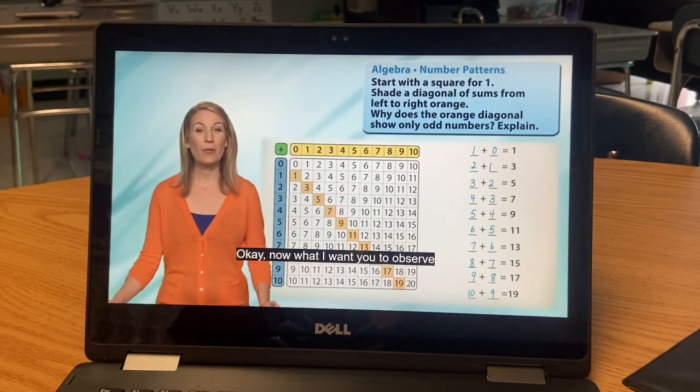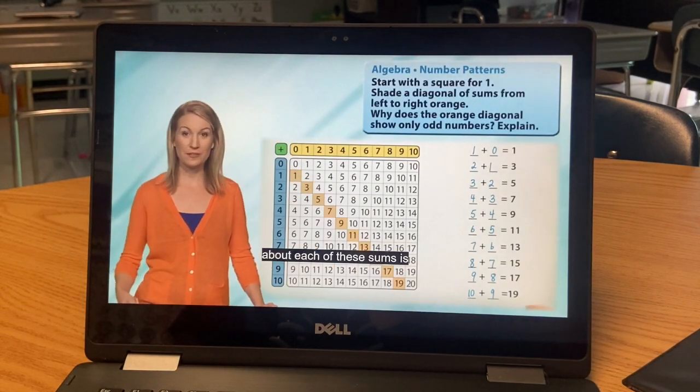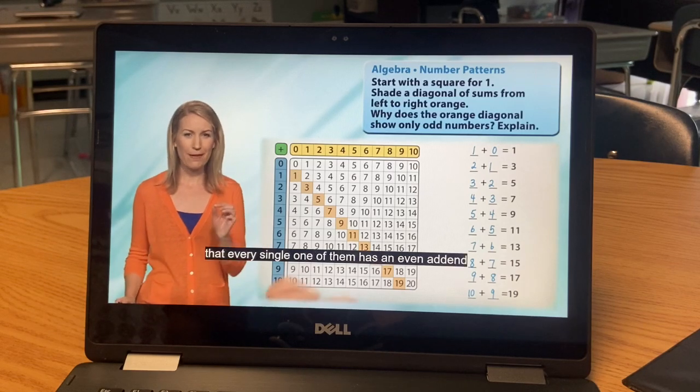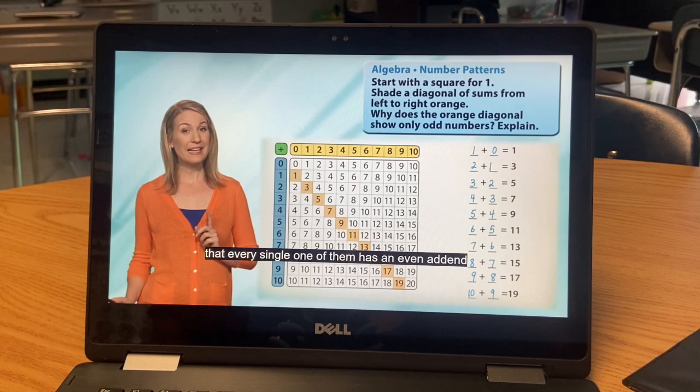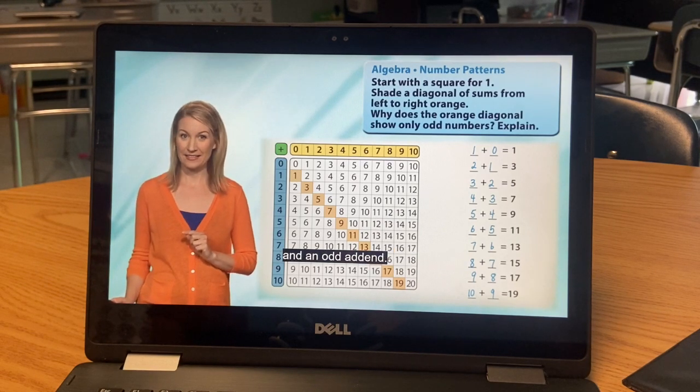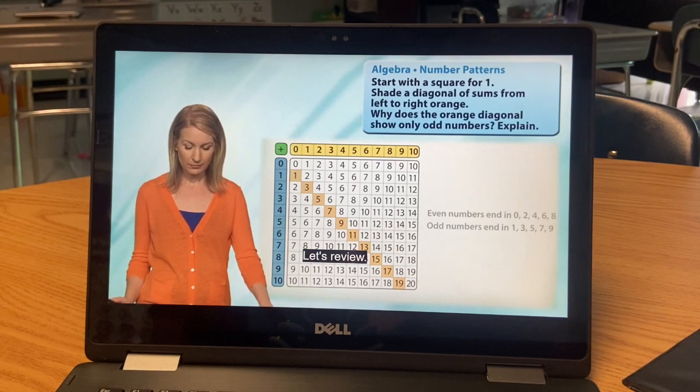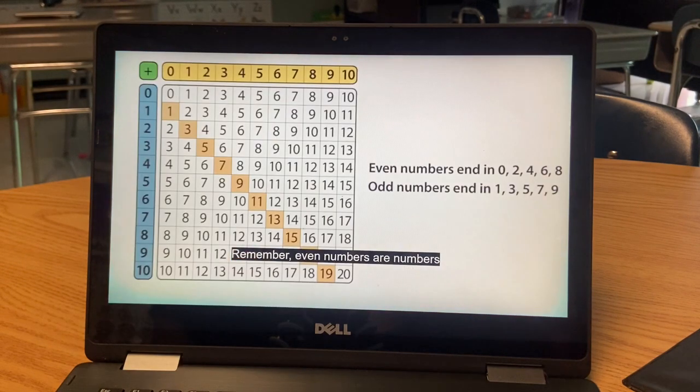Now what I want you to observe about each of these sums is that every single one of them has an even addend and an odd addend. Let's review. Remember, even numbers are numbers that end in the values 0, 2, 4, 6, or 8. Odd numbers are numbers that end in 1, 3, 5, 7, and 9.